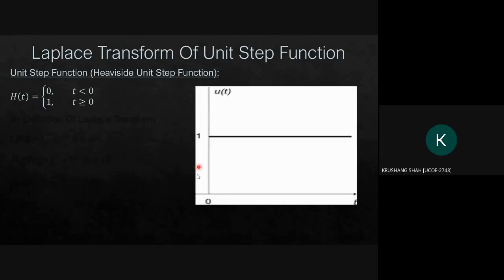As in the graph you can see, till here the value of t was less than 0, so the value given by the function was equal to 0. But as soon as the value of t reaches 0 or is greater than 0, it returns the value 1. So now let's apply Laplace transformation to this function.